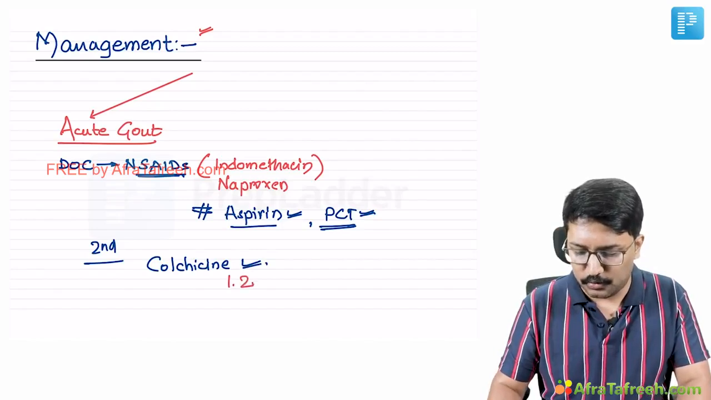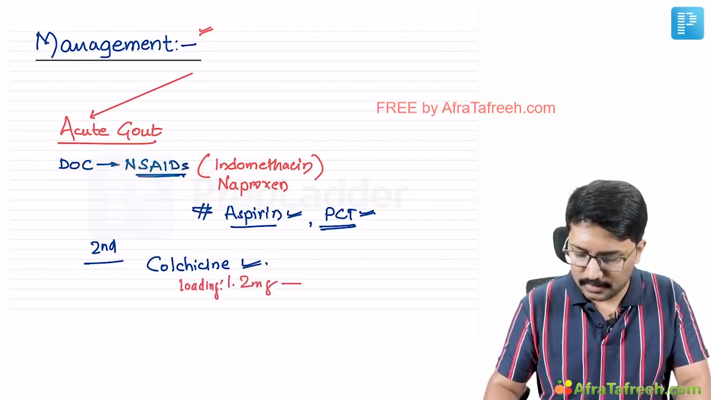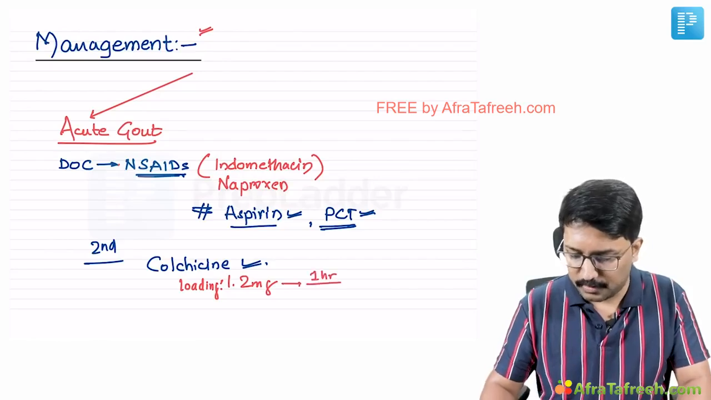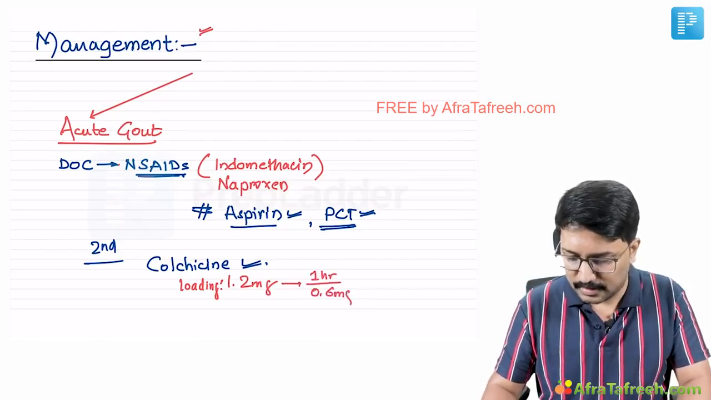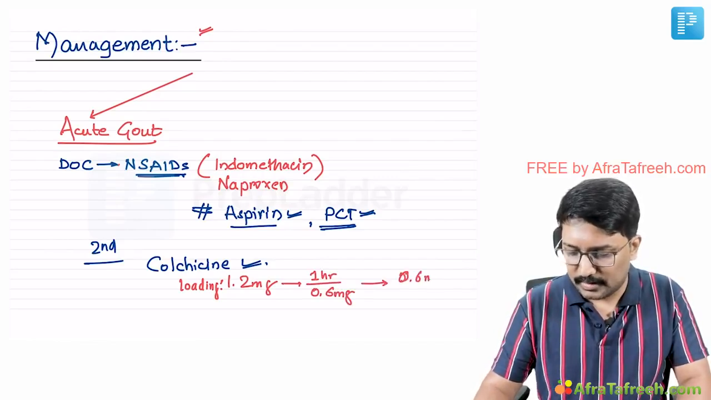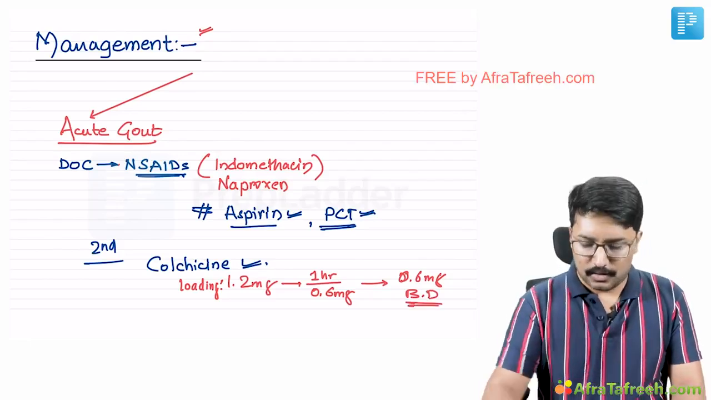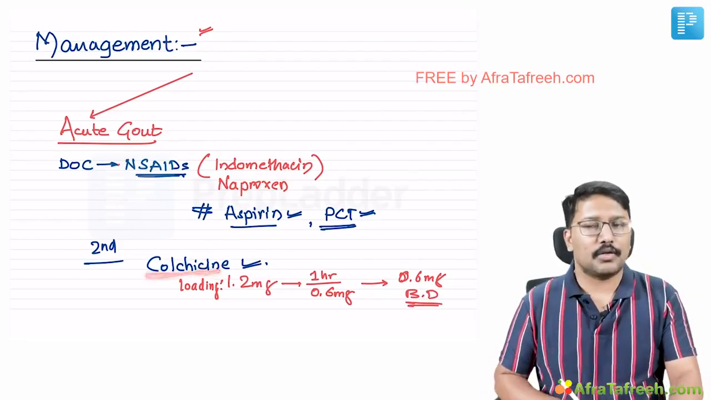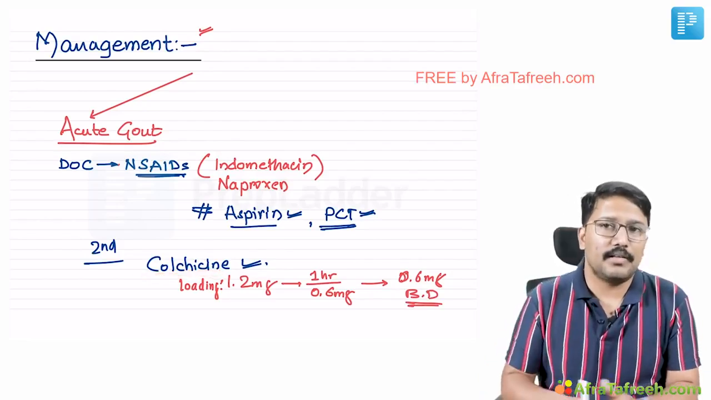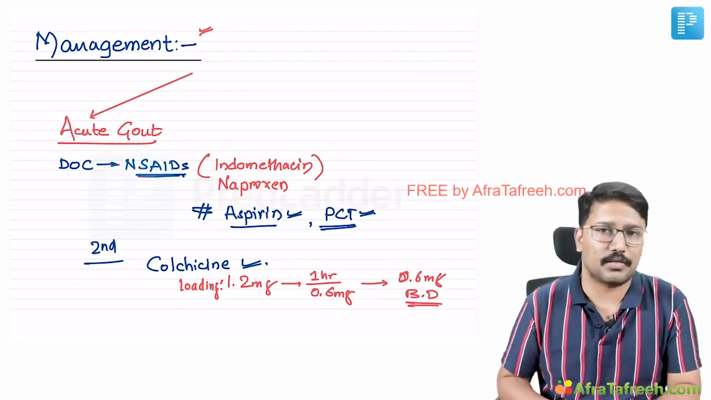Colchicine is usually used initially. First loading is 1.2 milligrams. This is what we give as the loading dose. After that, 1 hour later, we give them 0.6 milligrams. After that, we switch over to 0.6 milligrams BD till there is resolution of inflammatory arthritis, right? Now, I have already discussed how colchicine helps. Colchicine helps by preventing the recruitment of neutrophils to the synovium, right? That is the mechanism of action of colchicine.